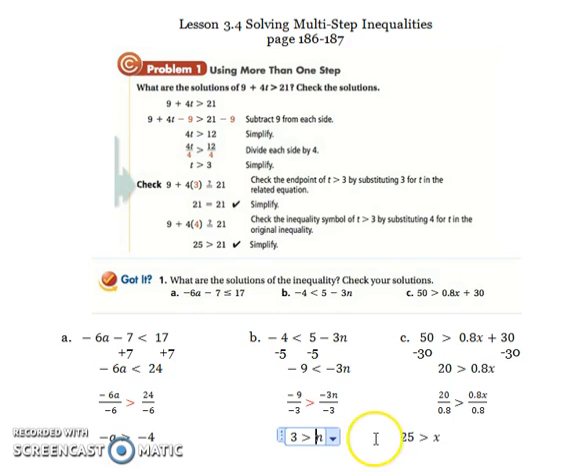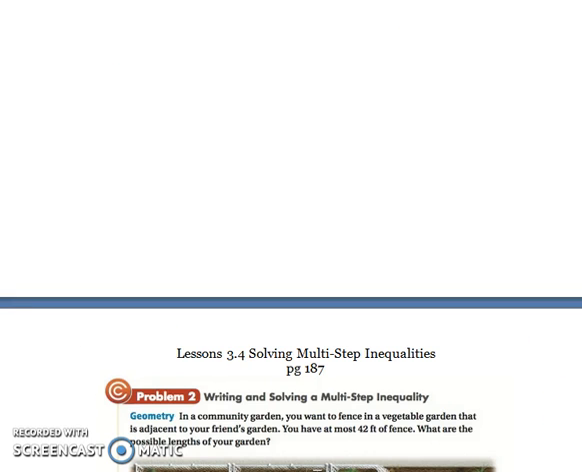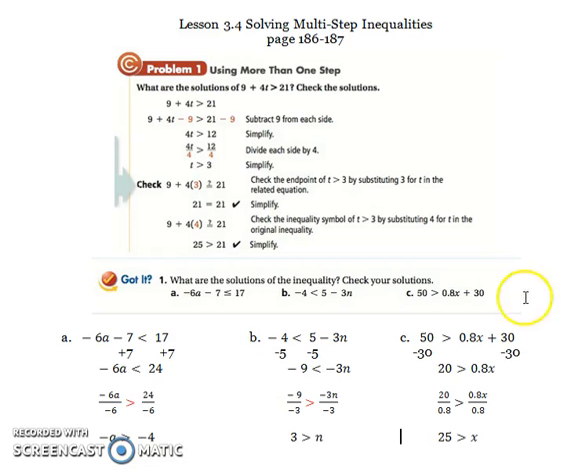Goodness sakes, I must have been tired. Okay, so negative 9 divided by negative 3 is 3. We switched that sign, and then the negatives and the 3's cancel out. So 3 is greater than n.